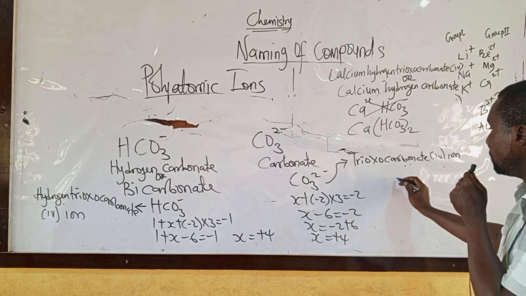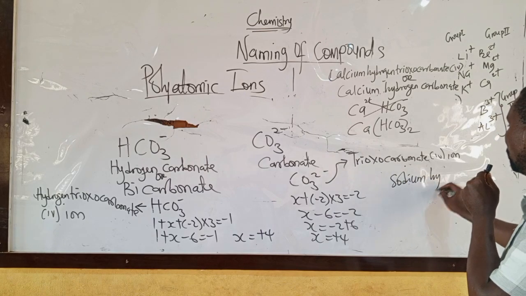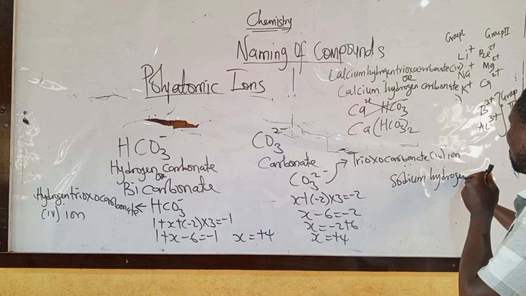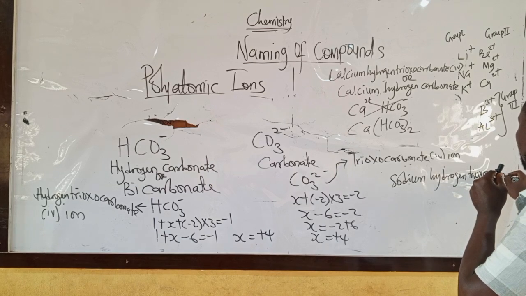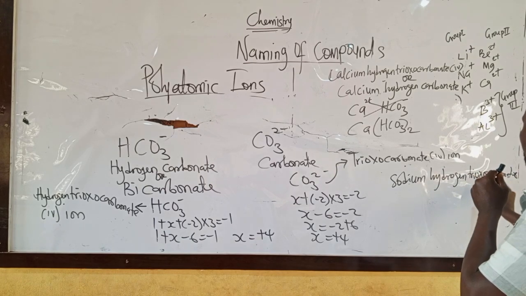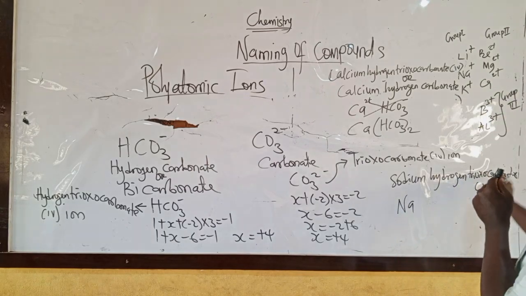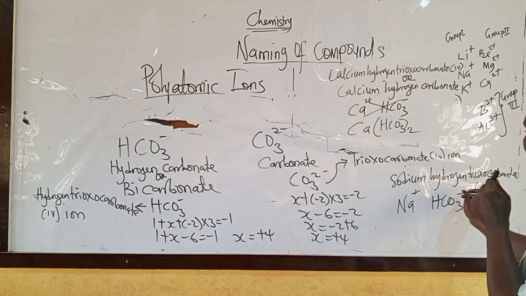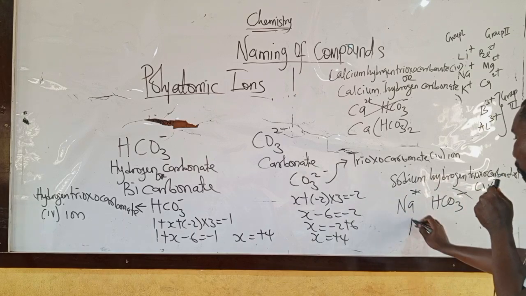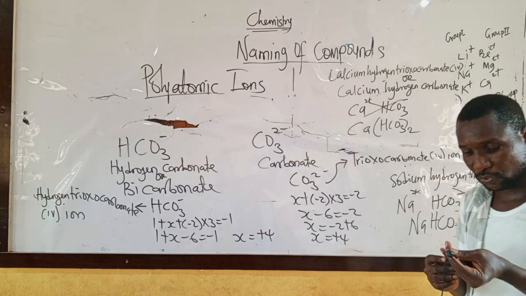I can ask you to write sodium hydrogen trioxocarbonate(IV). How will you write it? Sodium is Na. Hydrogen trioxocarbonate(IV) is HCO3 minus. Plus 1 and minus 1 cancel, so that one is NaHCO3. Take note of that.